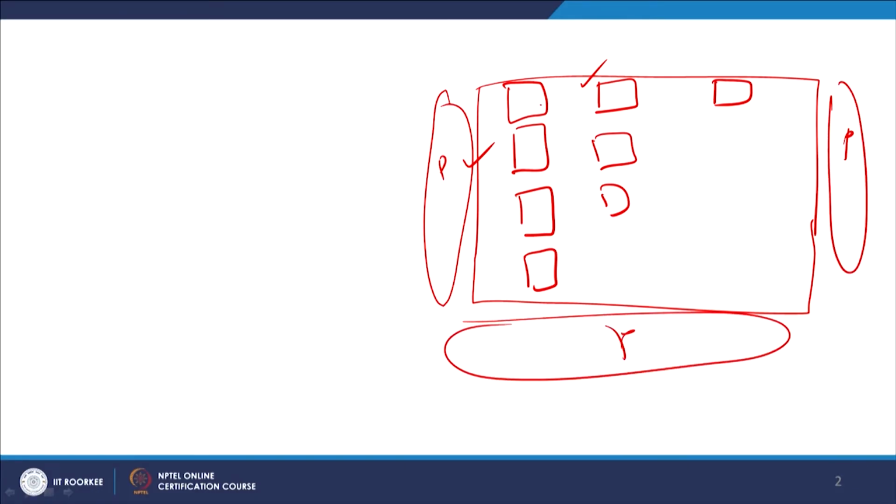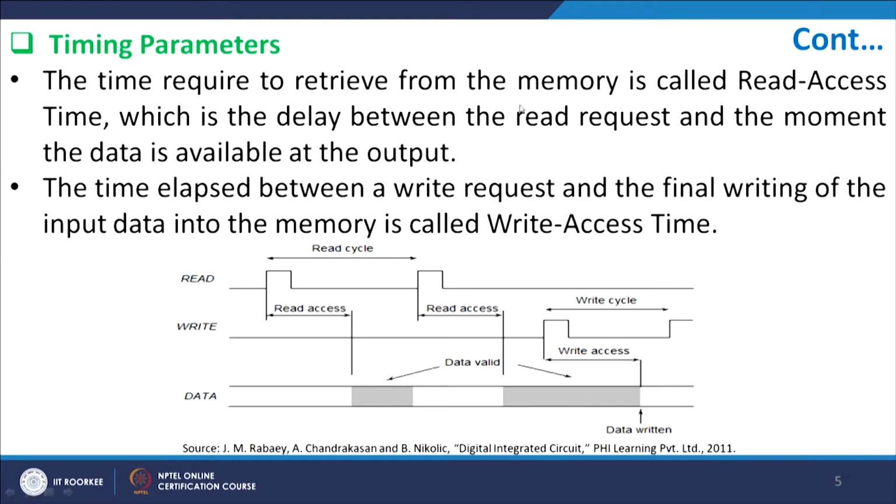Then you will be recalling the data, and you will be writing the data. By this peripheral you will be switching on this cell, and by this you will be switching on this one. So, by using these two lines I can select any particular cell and write data or read data. Now, there are certain timing parameters.